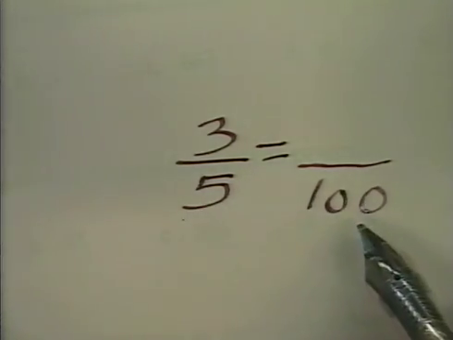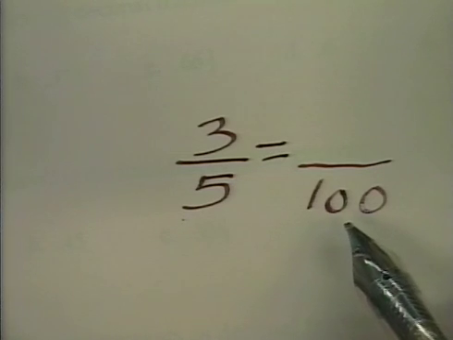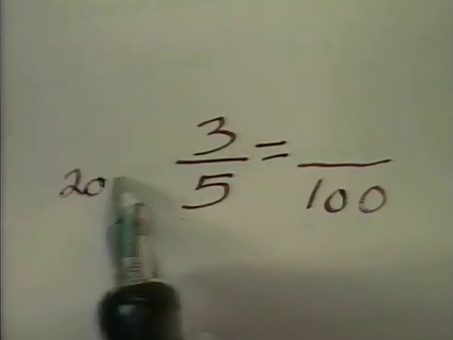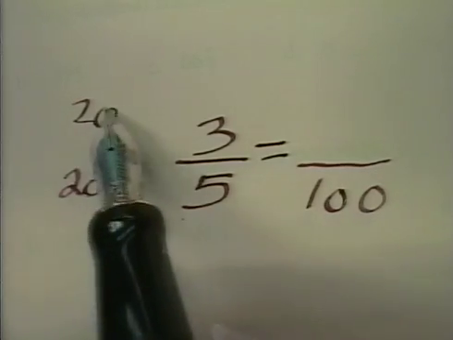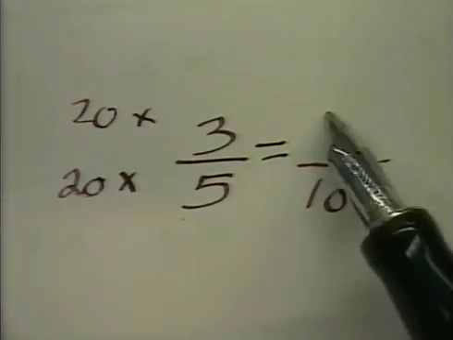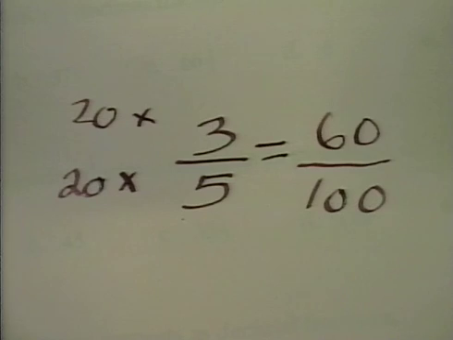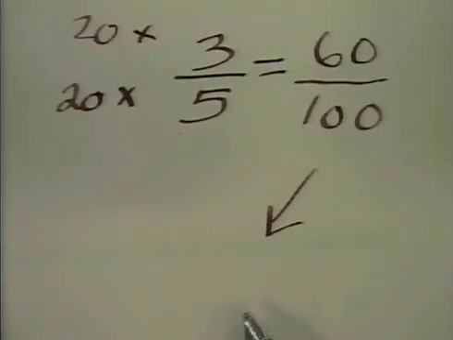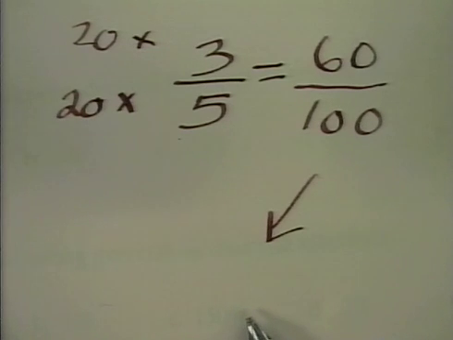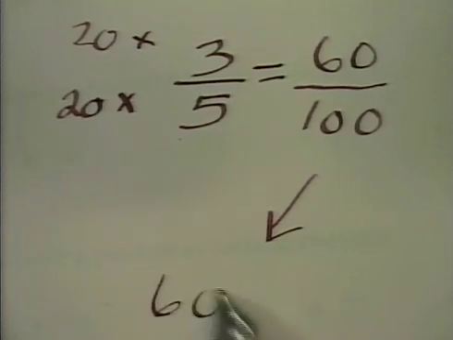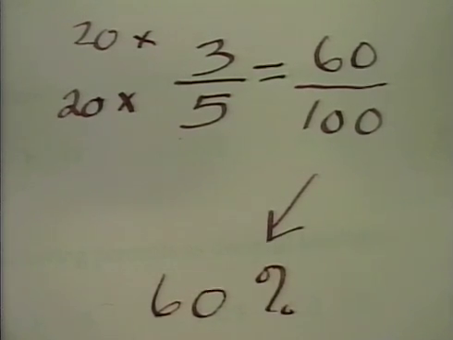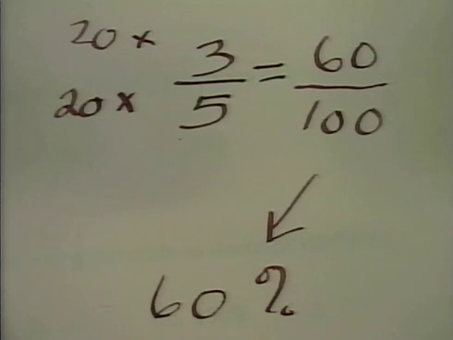5 goes into there 20, correct? So I, in essence, multiplied the 5 times the 20, and then do the same thing up here. There's my 60 over 100, but that means I wanted what? 60%. Percent, and 60 over 100 is 60%. Now that's a neat little technique. Let's leave it there for a moment so you can look at it.